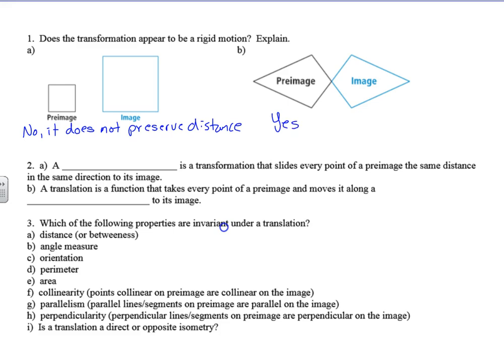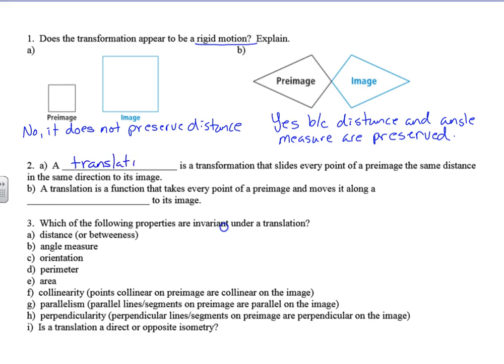So I would say yes, because distance and angle measure are preserved. So we're really using the language of the definition of a rigid motion, which again is a key vocabulary term. Number 2, a blank is a transformation that slides every point of a pre-image the same distance and the same direction of the image. That's what we're calling a translation.